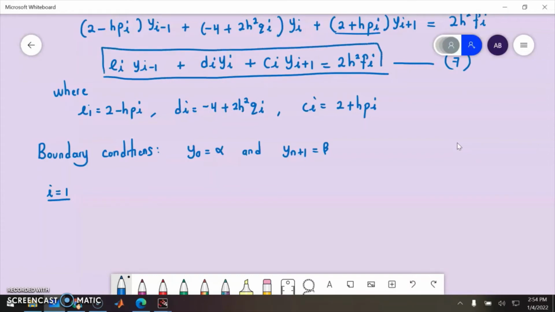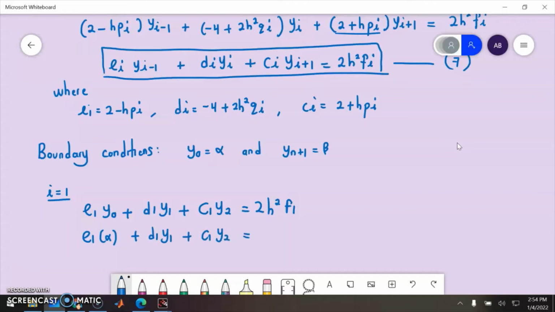Every I is on equation 7. Okay, so I have E1 Y naught plus D1 Y1 plus C1 Y2 equals 2H squared F1. Okay, so we know Y naught is alpha. So I have E1 alpha plus D1 Y1 plus C1 Y2 equals 2H squared F1.